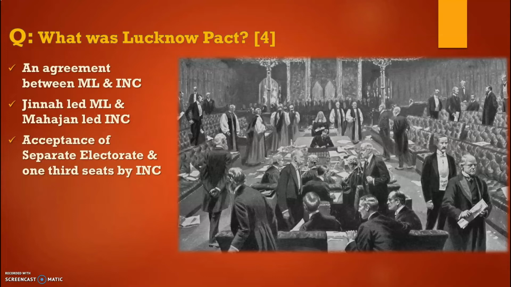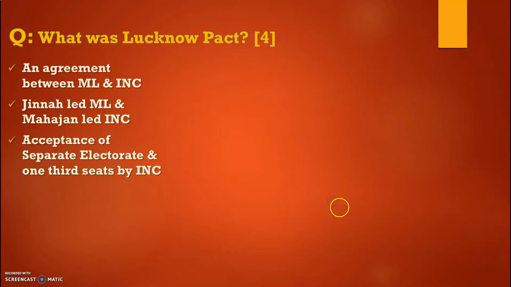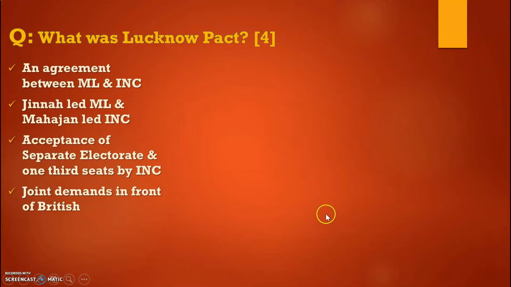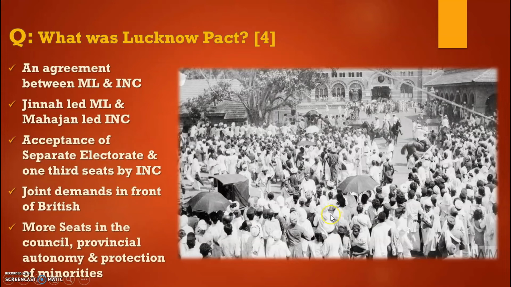कि ये दोनों डिमांड्स आईएनसी ने कांग्रेस ने एक्सेप्ट कर ली थी मुस्लिम्स की, जिनको उन्होंने ऑलरेडी अनडेमोक्रेटिक डिक्लेयर किया था. Another thing that you need to add over here would be that later on both the political parties put forward the joint demands in front of the British. The demands, what were they, that you need to add over here as well, and that would be more seats in the council, provincial autonomy as well as the protection of minorities. Ye teen demands, collective demands, in dono political parties ne British ke samne rakhi.